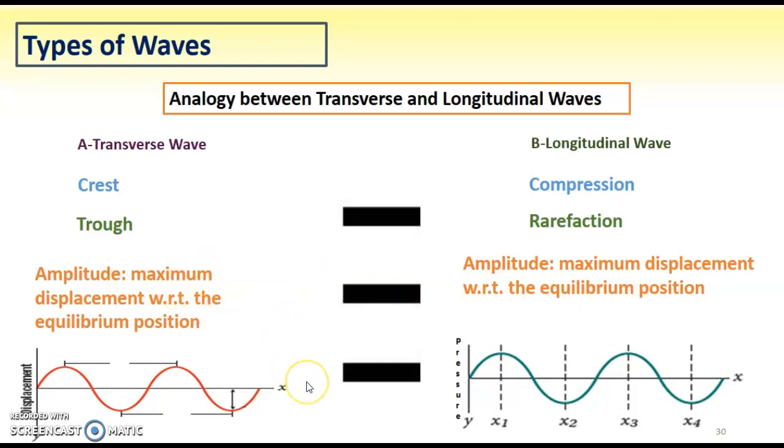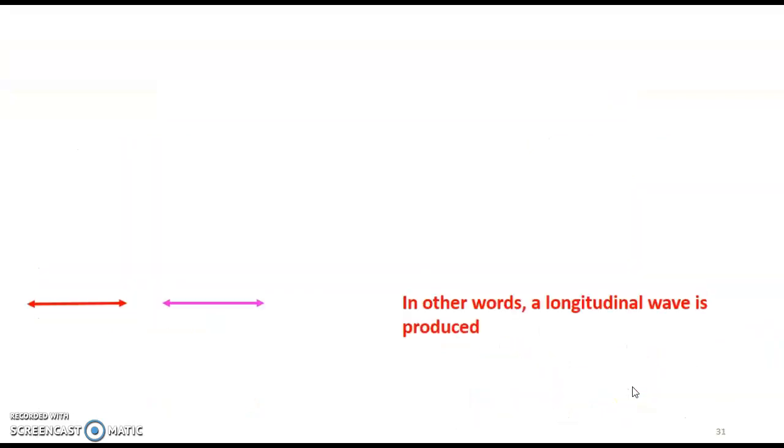The amplitude in both cases is the maximum displacement with respect to the equilibrium position. And concerning the graphs, if the graph is shaped like a wave, with displacement on the y-axis versus x, then this corresponds to a transverse wave. But when we study the pressure as a function of x and the graph is as such, then this corresponds to a longitudinal wave.